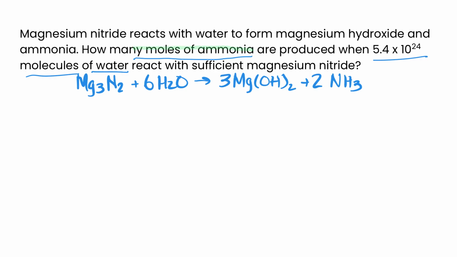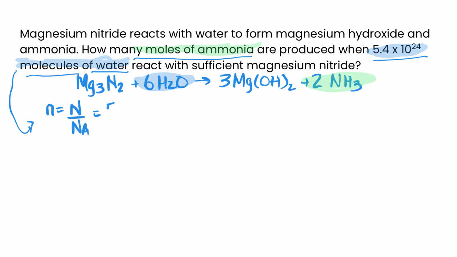We're looking for moles of ammonia. So moles of ammonia are here in our balanced chemical equation. And then we're given 5.4 times 10 to the 24 molecules of water, which is right here in our balanced chemical equation. Now, this problem's set up a little bit differently. We're starting with molecules. So before we can use a mole ratio, we need to convert that into moles. To do that, we're going to do moles is equal to molecules divided by Avogadro's constant.